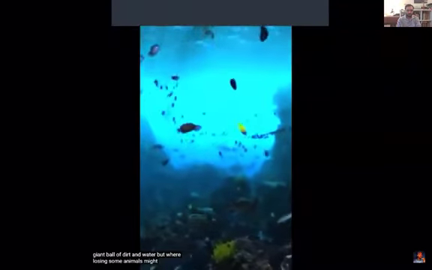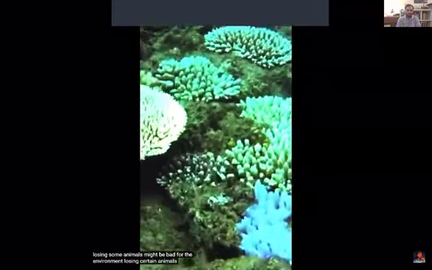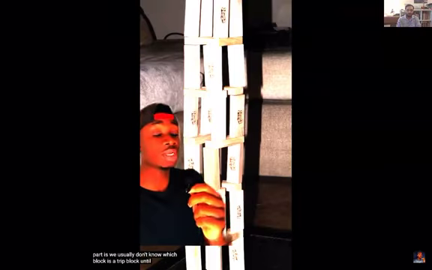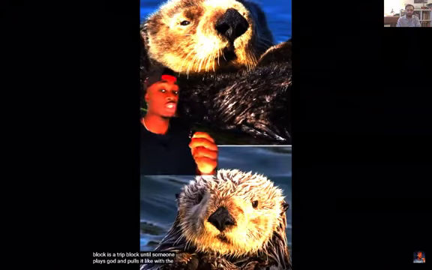But where losing some animals might be bad for the environment, losing certain animals could be GG's for the whole thing. The worst part is, we usually don't know which block is a trip block until someone plays God and pulls it. Like with the sea otter.